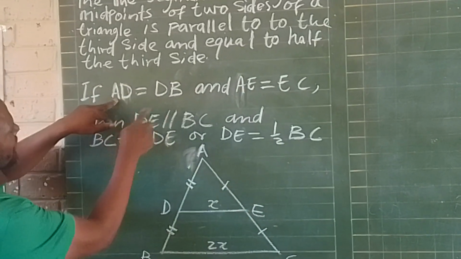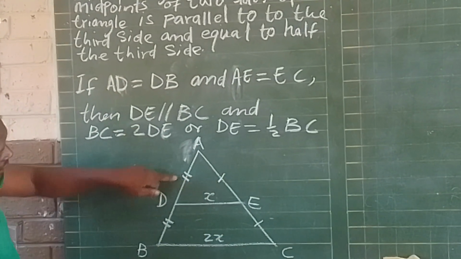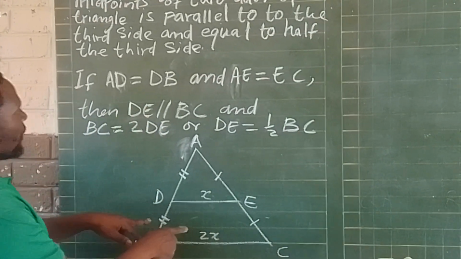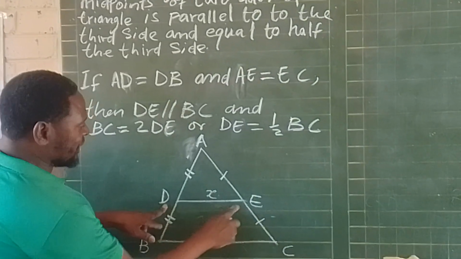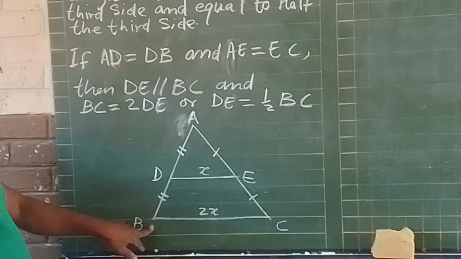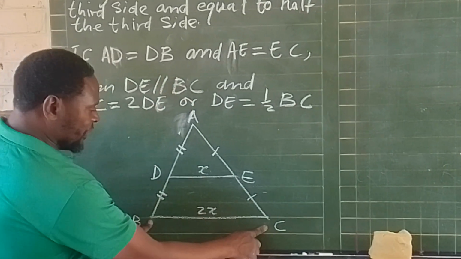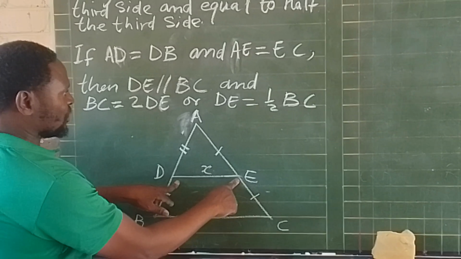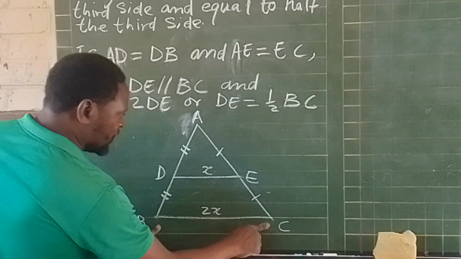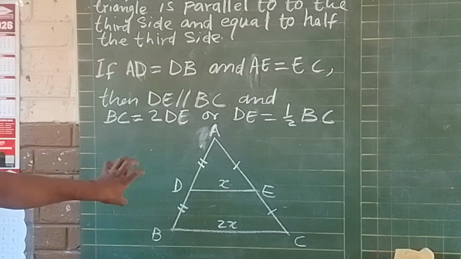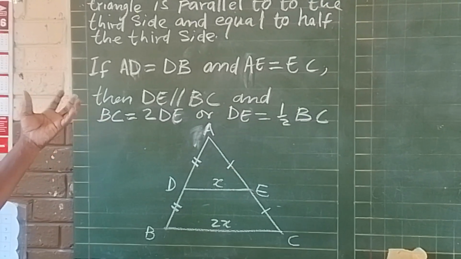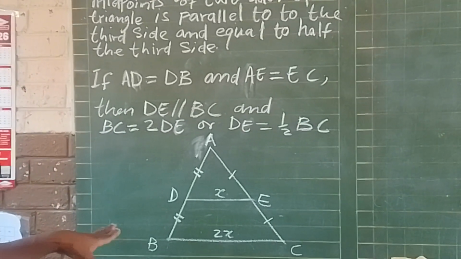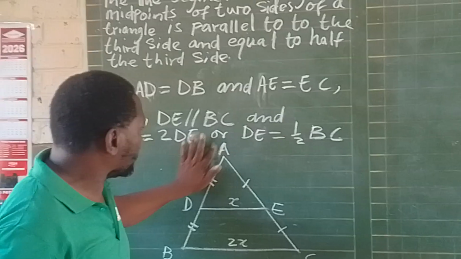This is given that AD is equal to DB, and AE is equal to EC. Therefore, we can conclude that DE is parallel to BC, and BC is twice DE, or DE is equal to half BC. This is a theorem that you are going to use to prove some riders that will be given in Euclidean geometry, so let's see the application of it right away.